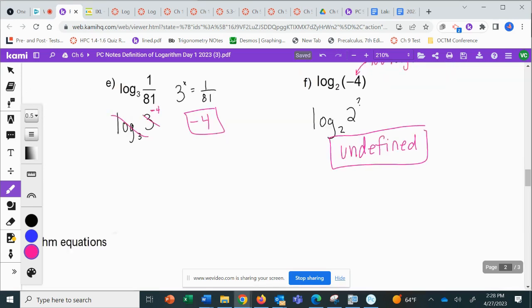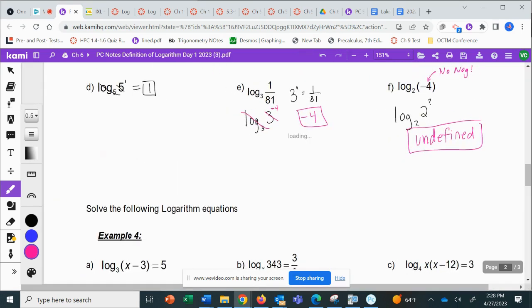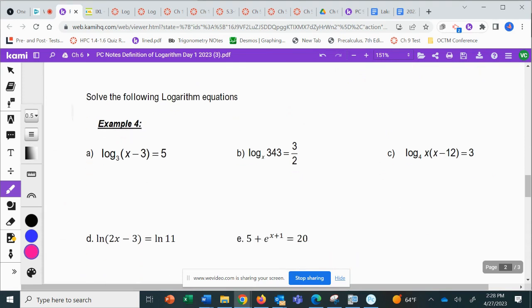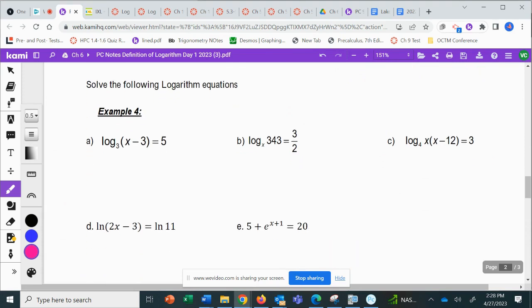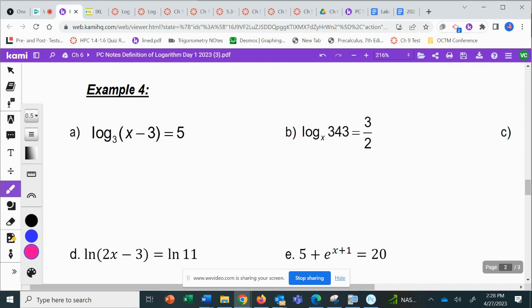All right, we're almost done. The next section, almost the last section, the next section is solving. So we're going to solve.